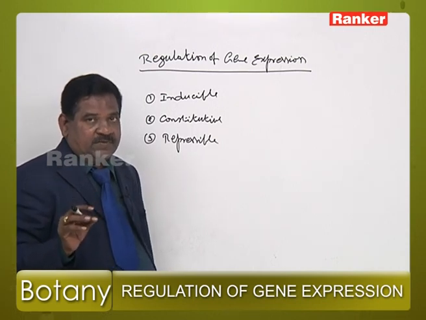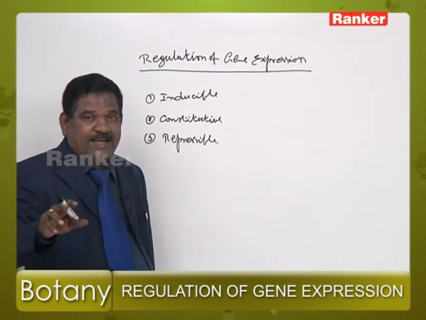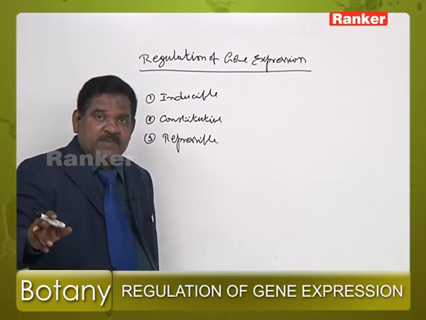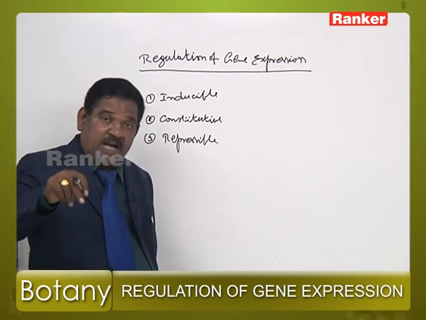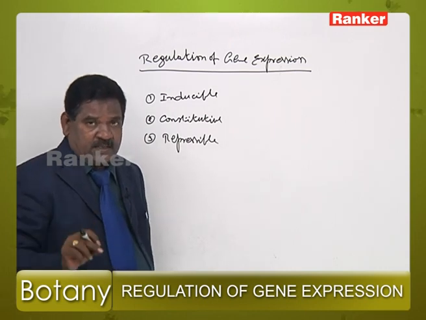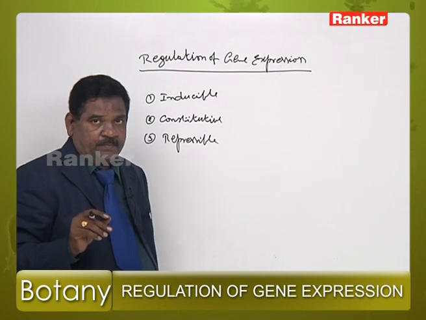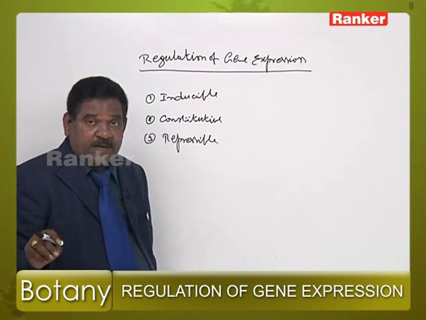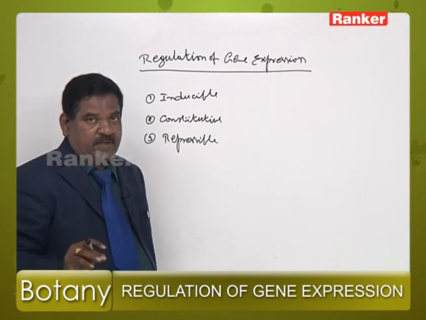So, regulation of gene expression is of three types. Inducible: starts in accordance with the substratum present. If substratum is absent, it stops. Starts in the presence of substratum, stops in the absence of substratum. Constitutive: always occurs, no regulation. Repressible: if the product of that gene is already present, it stops, switched off. That is repressible.